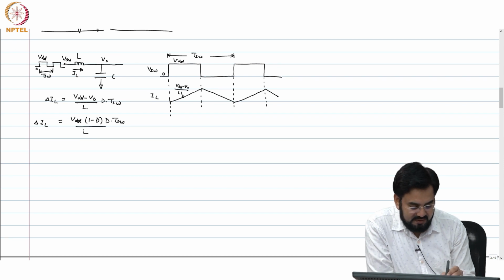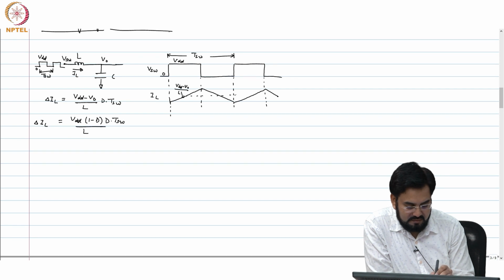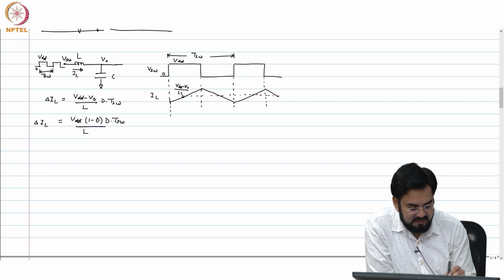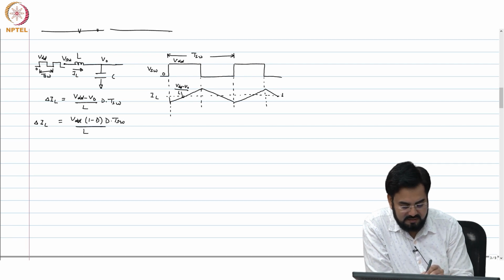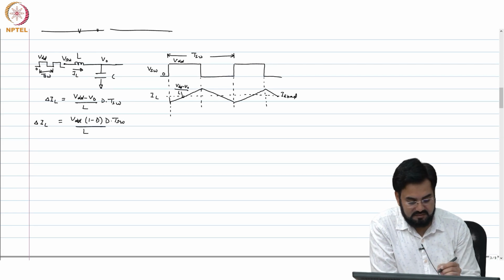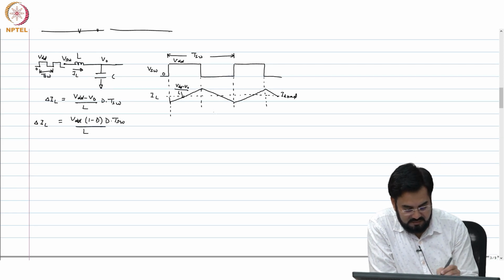So, if this is my inductor current, the average of this will be load current, I load, correct, and this is your delta IL.